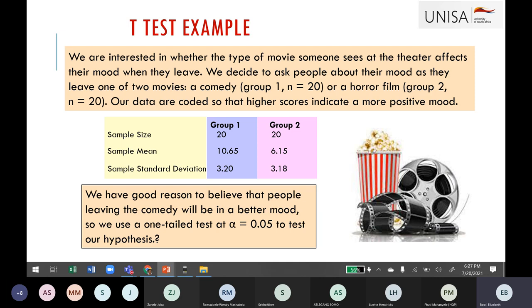Okay, so let's look at an example. We are interested in whether the type of movie someone sees at the theater affects their mood when they leave. We decided to ask people about their mood as they leave one of the two movies. The comedy movie, which is group one, had 20 people in it. And the horror movie, which is group two, also had 20 people who were watching that movie. Our data are coded so that higher scores indicate a more positive mood.